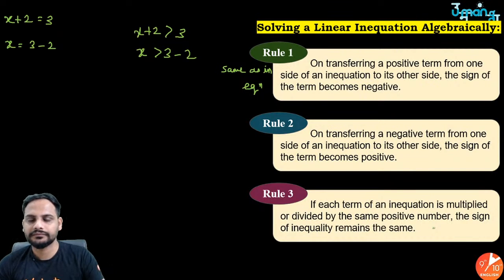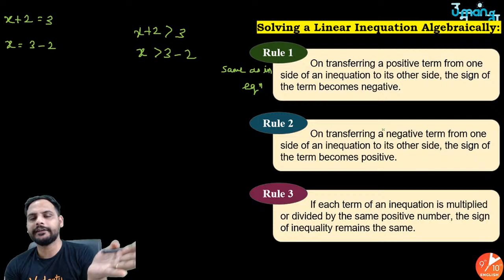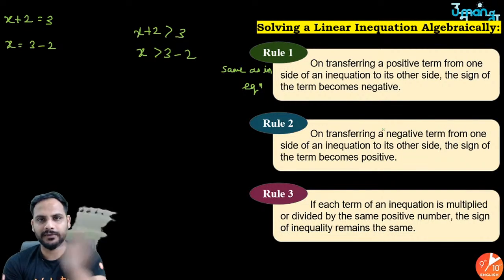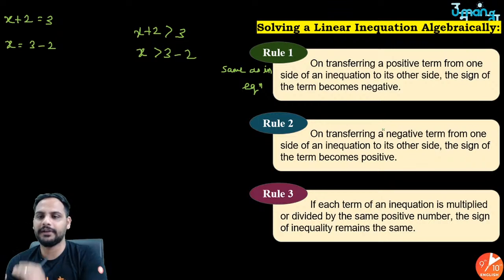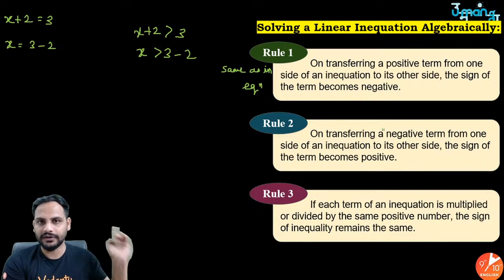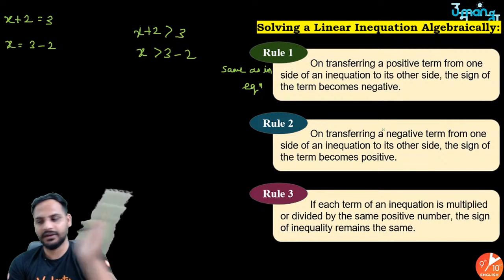Okay, now the second thing they are saying: transferring a negative term from one side of an inequation to the other. Negative terms, if you transfer them, will become positive. So positive becomes negative, negatives become positive. Addition will become subtraction. Remember this in this way, as in the case of the equation when we do transposition: addition becomes subtraction, subtraction becomes addition.